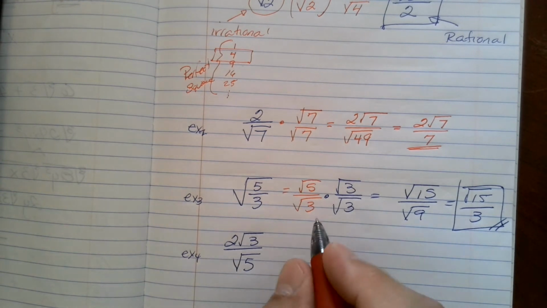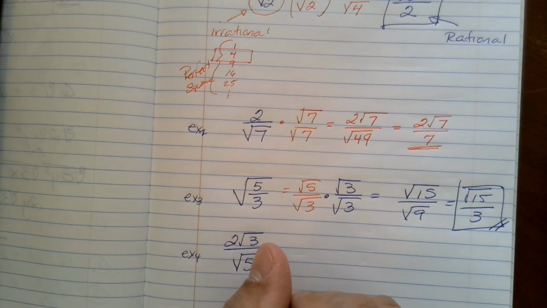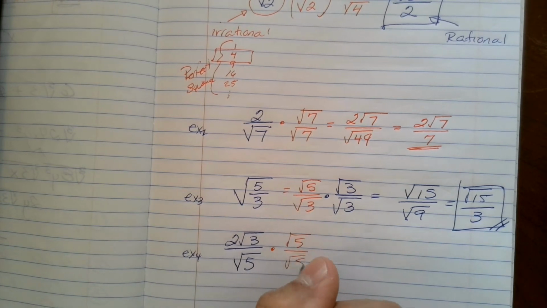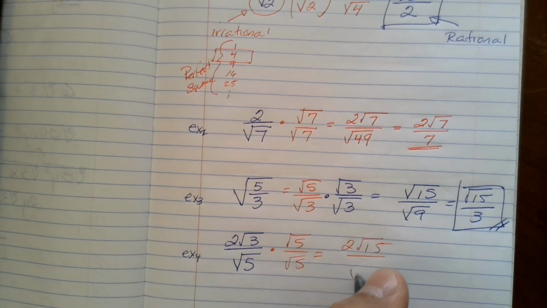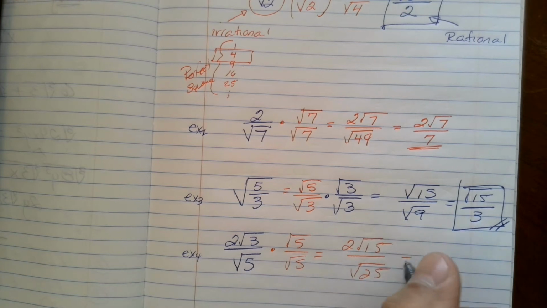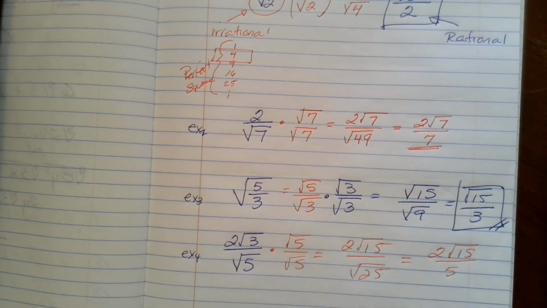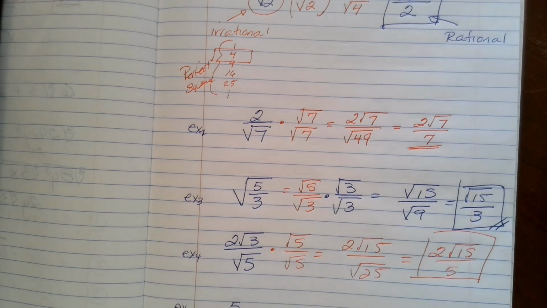And in this next example, I'm going to multiply the numerator and denominator by rad 5. So I'm going to have 2 rad 15 all over rad 25. So I'm going to have 2 rad 15 all over 5. Square root of 25 is 5. If this could be simplified, we would. If we could cancel out, we would.